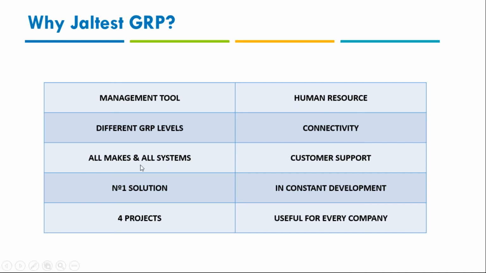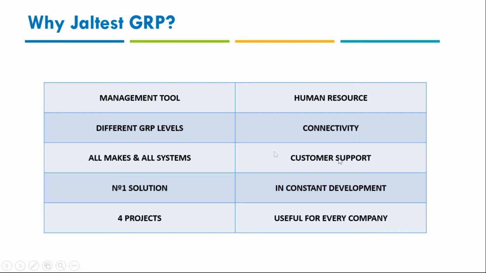That's why Jaltest outperforms the OEM tools, because you can have in the same software all makes, all systems. In this case with the GRP it is the same, okay? Even all projects: if you have in the same tool commercial vehicle, ag, highway, and very soon marine, you can just have all makes, all systems, all projects, if you want to call it that way, okay?